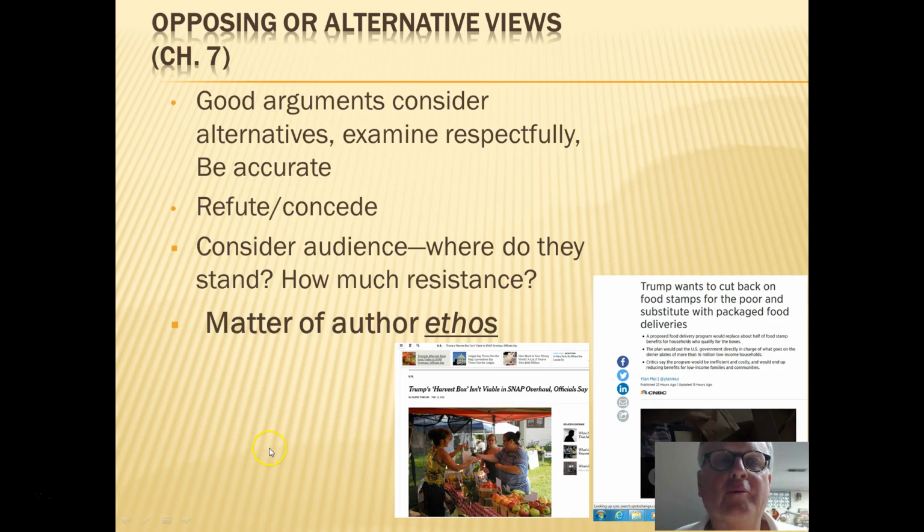Let's move on to opposing or alternative views. This is covered in Chapter 7. Any good argument is going to contain some discussion of alternative points of view. And so you should look for that. Make sure that they're not what our textbook calls a one-sided argument or a pseudo-argument, but they're ones that include alternative perspectives in a fair way.